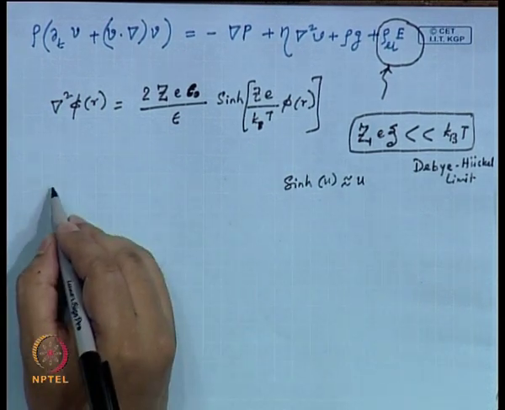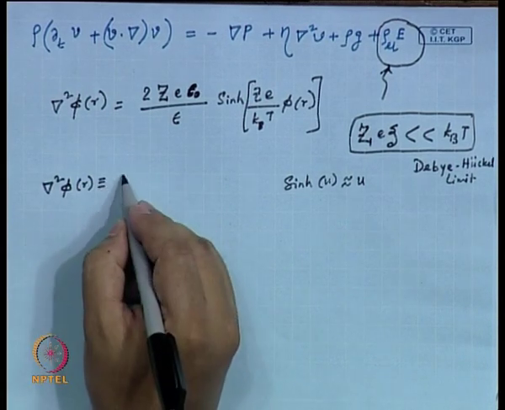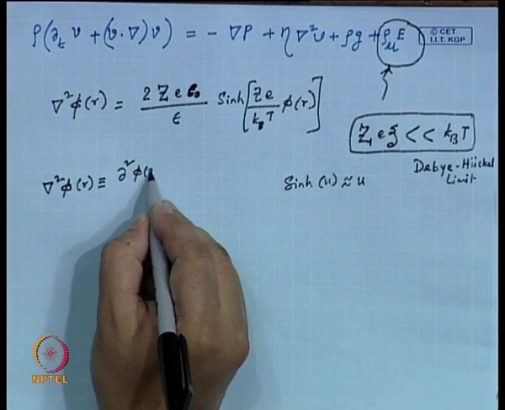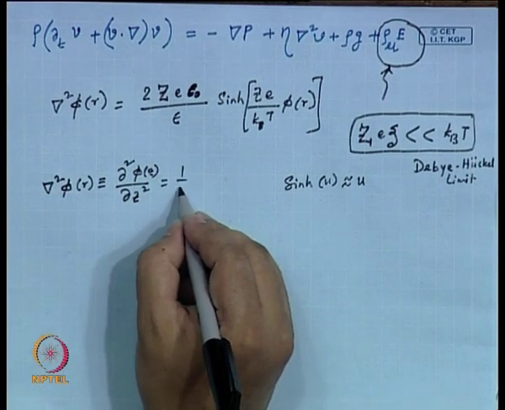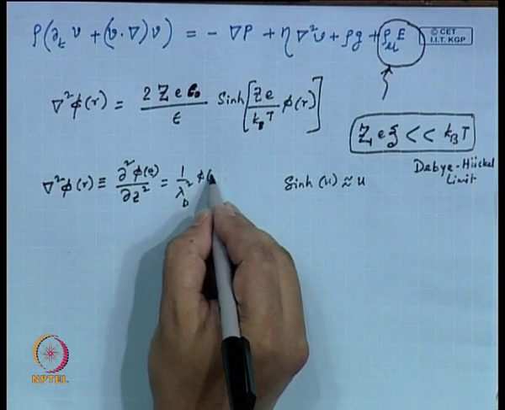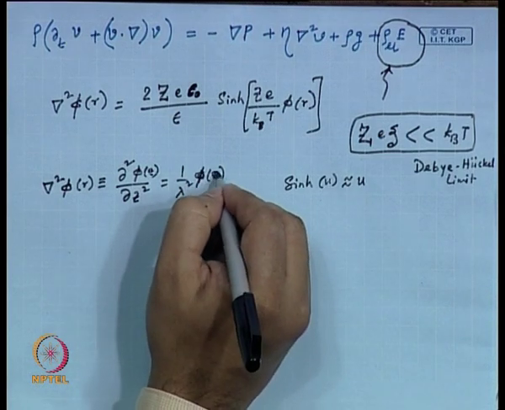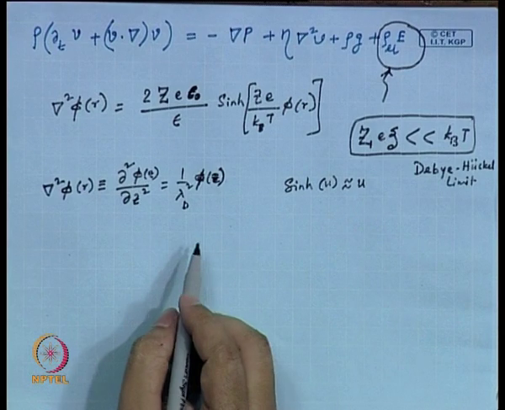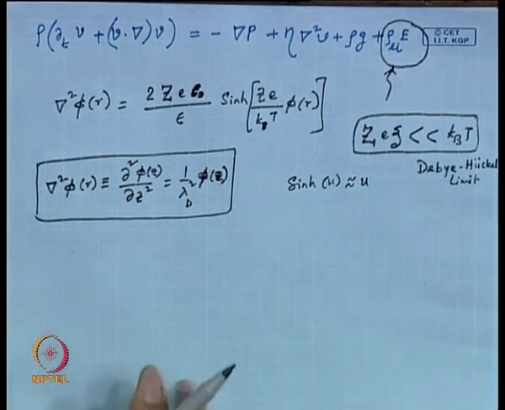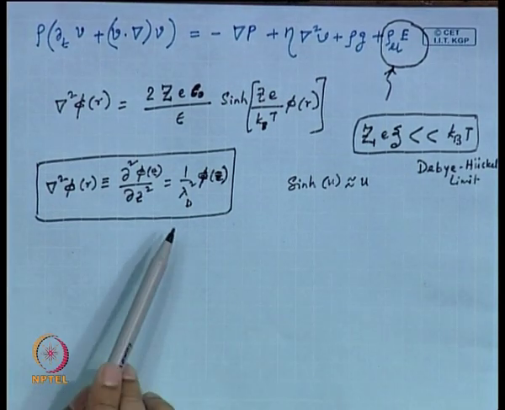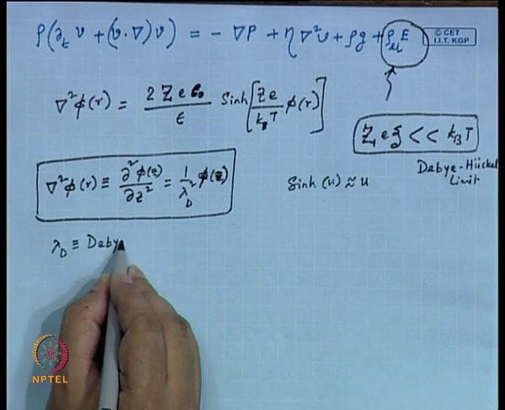What we ended up with in the last class, for a one dimensional case, is del square phi by del z square equal to 1 by lambda d square times phi of z. All right, 1 by lambda d square phi of z. Now, this is an expression that we had, and here this lambda d is referred to as the Debye length.